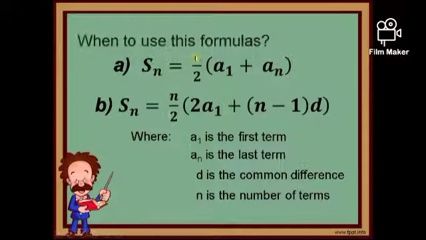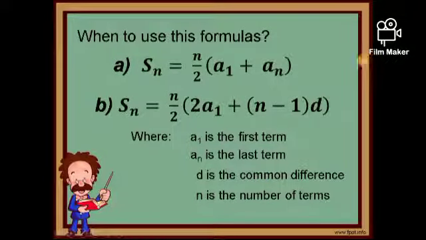Now, when to use this formula? Because we have two formulas, when to use them? The first formula, here's your clue. If the last term is given, like for example, given the last term is equal to 200, you know the last term. Therefore, you need to use the first formula.